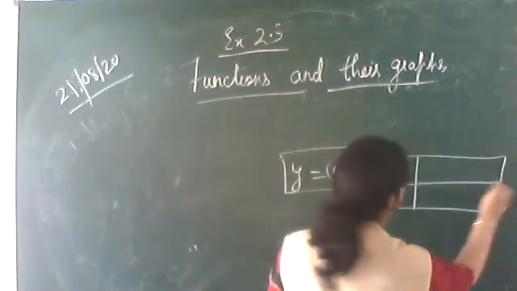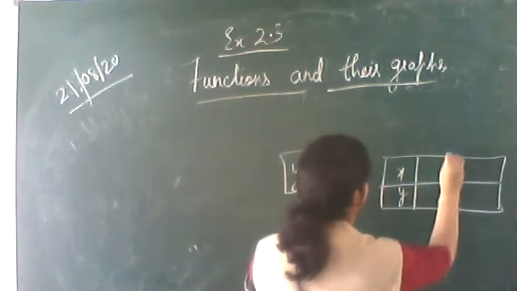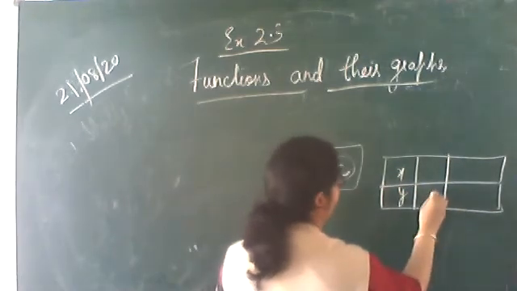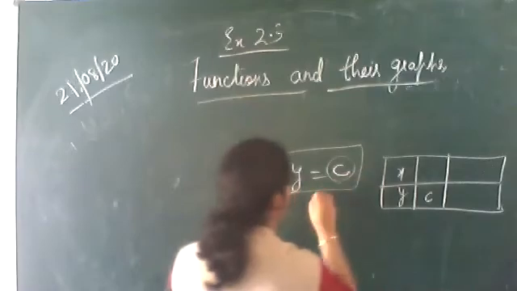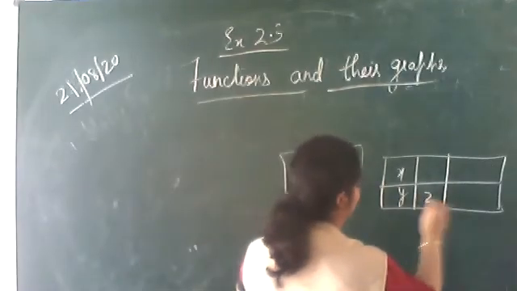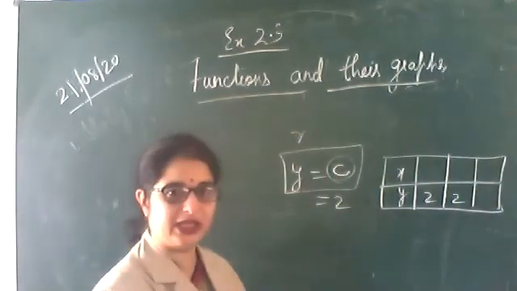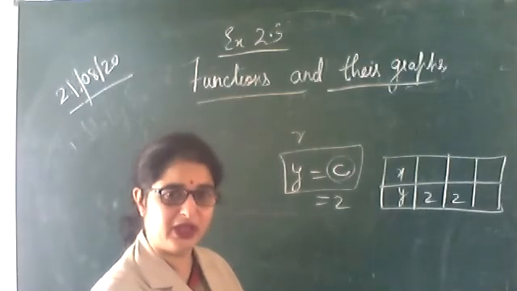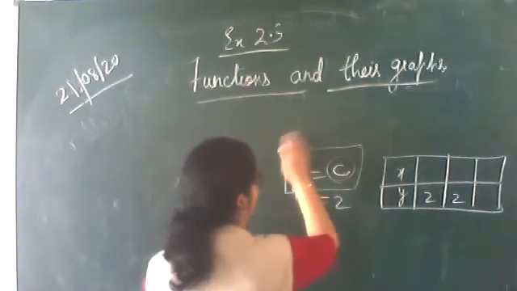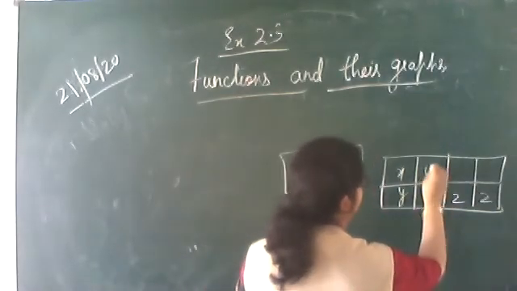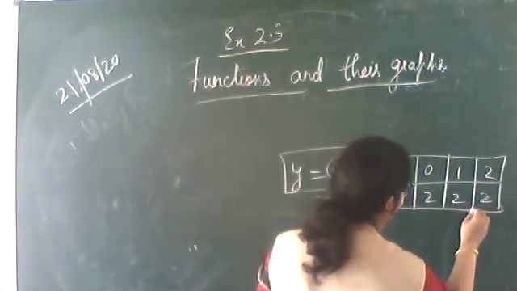Just see. We are getting always C. C means let it be 2. So we are getting every time the value of y. What we have done in the last was x = 2 instead of y = 2. Clear? So for every value of x, 0, 1, 2, we are getting the value of y as 2.